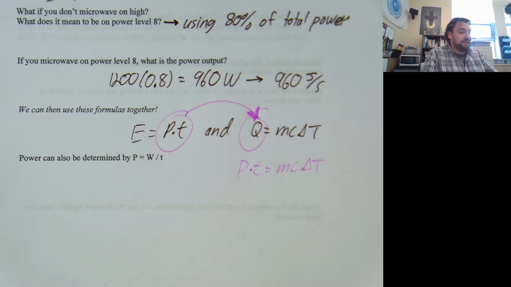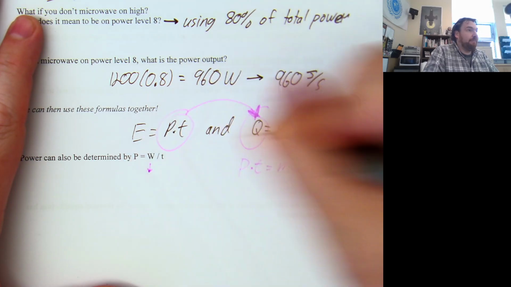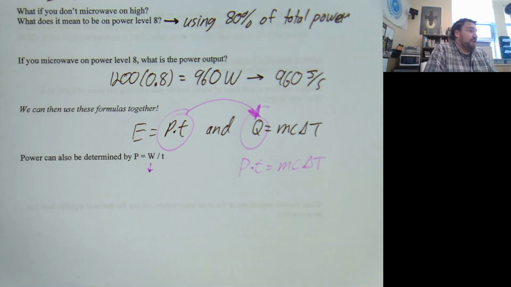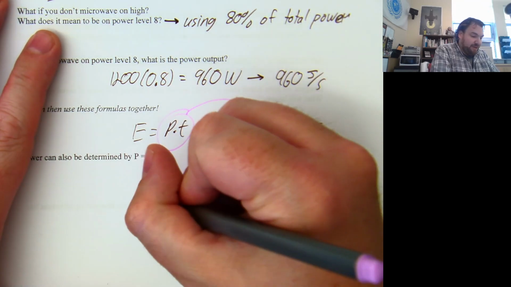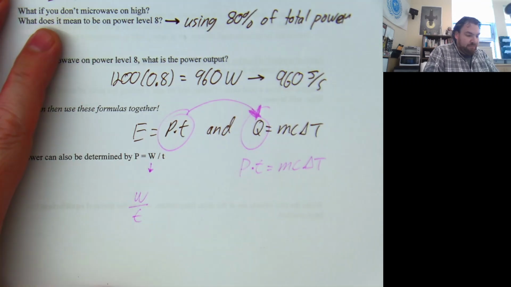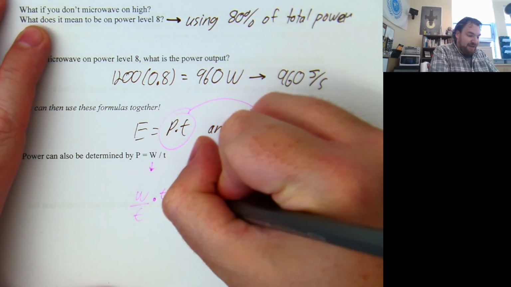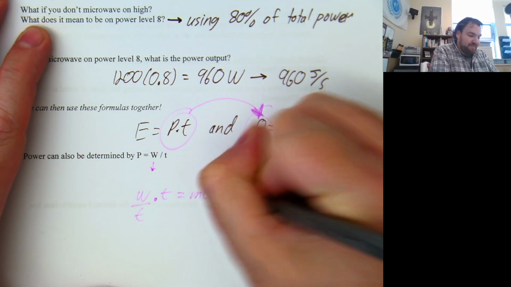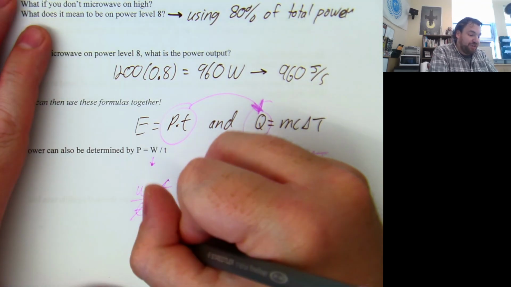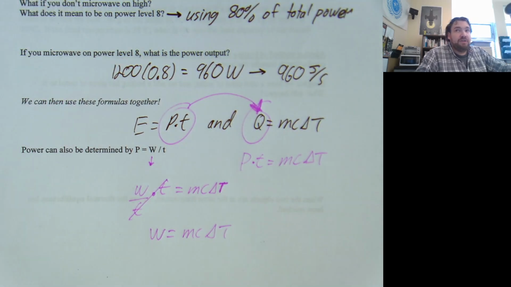We also had another expression. Power is equal to work divided by time. So if we really wanted to, we could change this expression. We could say that the work divided by the time times the time equals mc delta T. Those are going to cancel, and we'll say how much work did we do is going to equal the change in temperature for the thing.